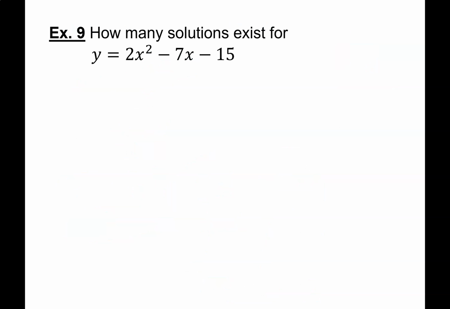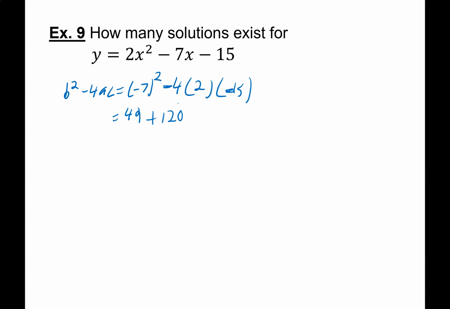And then this one, again, how many solutions, what type? I'm going to jump on the bandwagon here for my discriminant. So that's b, which is negative 7 squared, minus 4ac. A is 2. C is negative 15. It's 49. Negative, negative will make a plus. 15 times 2 is 30. That's 120. Which makes 169.